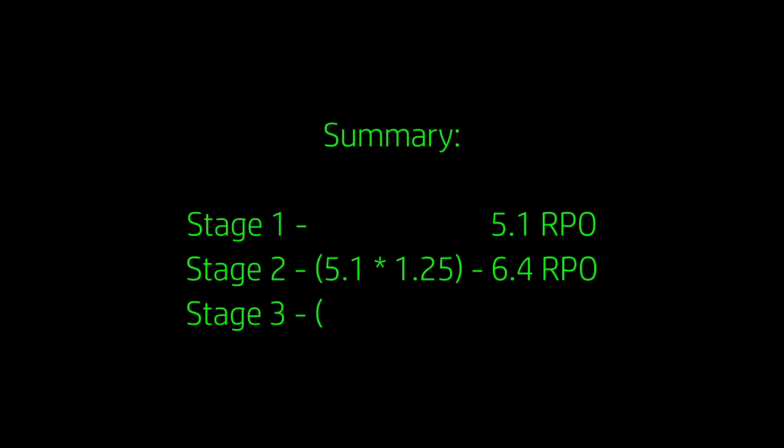So in summary, in stage 1 we should go at 5.1 runs an over, stage 2 at 6.4, stage 3 at 7.6 runs an over. And this is actually more realistic for us and gives us the best possible chance to chase the score down successfully. Try it out on your next cricket game.